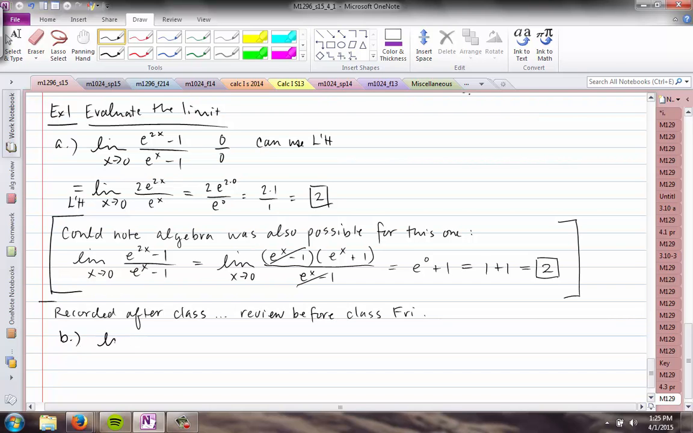Let's find the limit as x goes to 0 of e to the 2x minus 1 over x, which is kind of similar to our last one. Now if I try to plug in here, I get 0 over 0 again. Note that algebra is not possible for this one in order to determine this limit. So now we don't have algebra as an option to solve. But L'Hopital's rule applies.